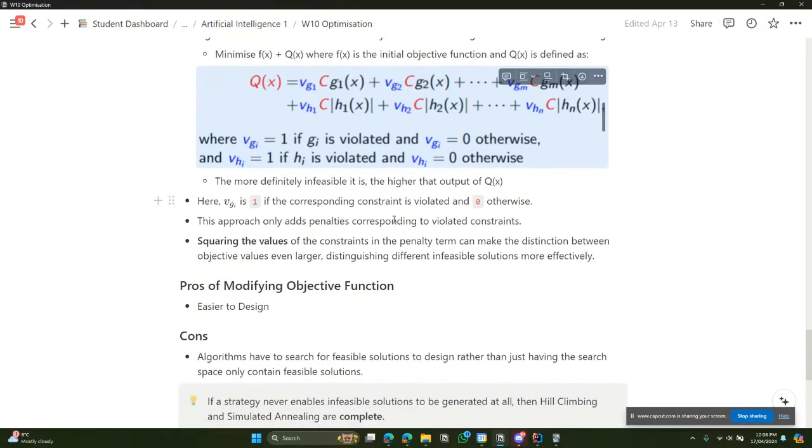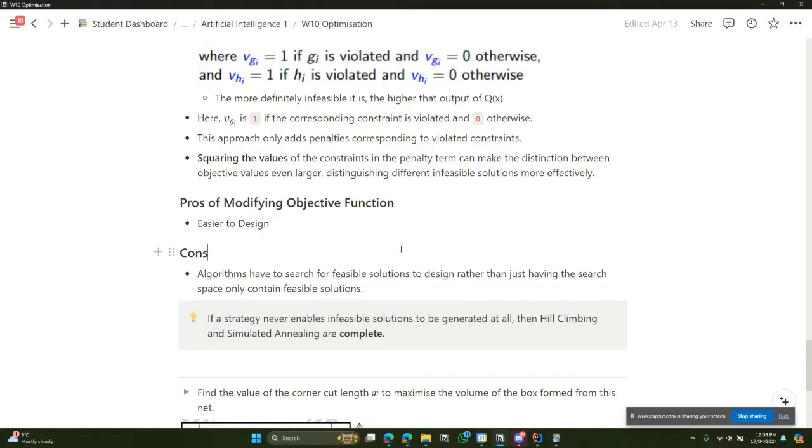Anyway, so the pros of modifying the objective function, and this is not the pros of levels of infeasibility, by the way. This is the pros of modifying the objective function as a whole, which includes death penalty and levels of infeasibility.